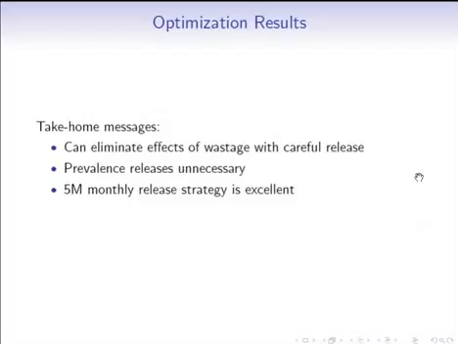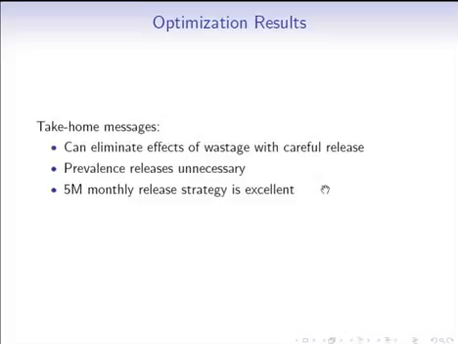First, we can eliminate the effects of wastage with careful release. The reason for this is because we saw that the policy when there was no wastage performed exactly as well as the policies when there was wastage. Second, we can see that prevalence-based releases are unnecessary. The reason for this is because when we do both prevalence and population versus just population, they perform exactly the same. In other words, with just population-based releases, we can get the same kind of results as we can with both prevalence and population releases.